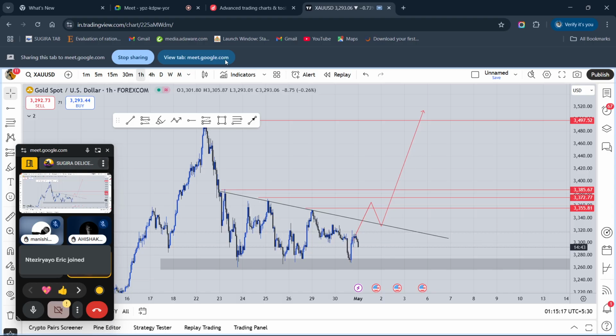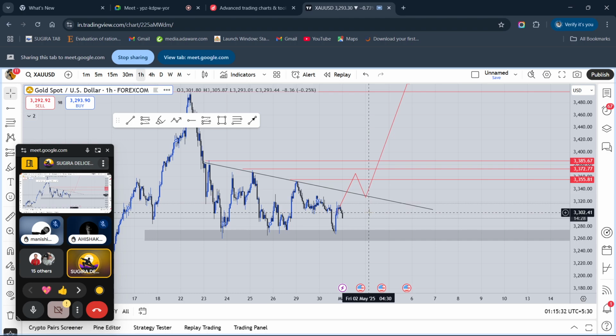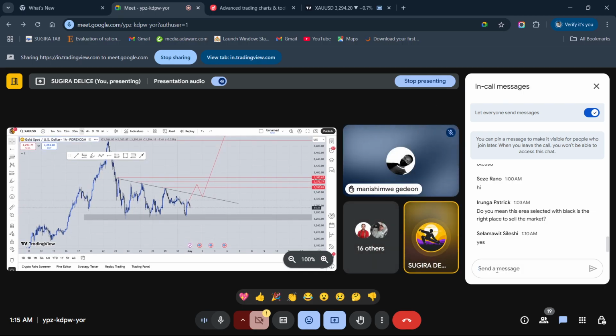So from this level, we can see the market just has to target. We just have to wait for the market to break and retest and then push to the upside. You get me? Break and retest and push to the upside, from the market structure, from the higher time frame. You heard me? From the higher time frame. Selam, are you getting the point right now? Is it clear? Are you getting it?